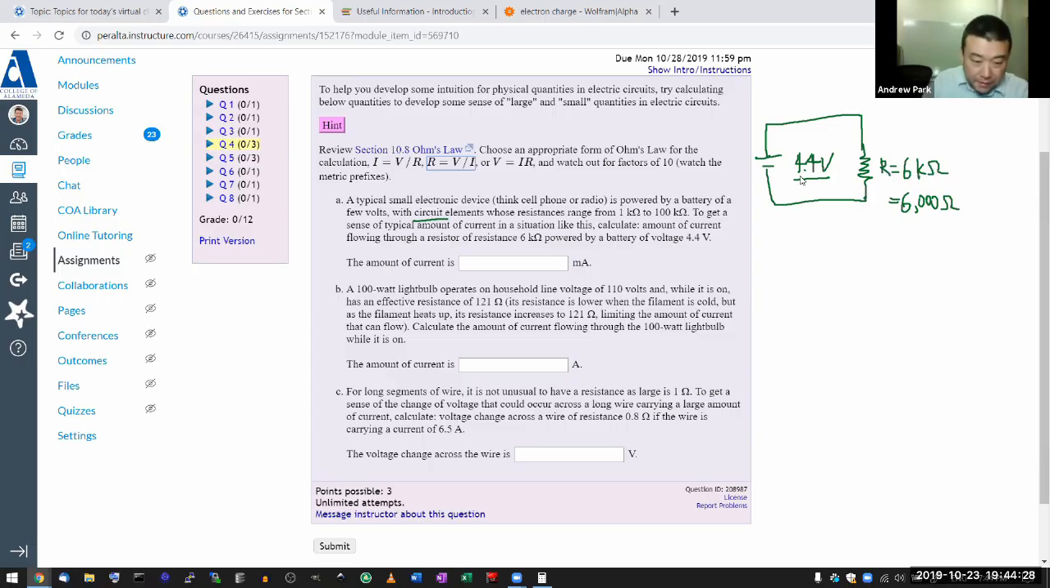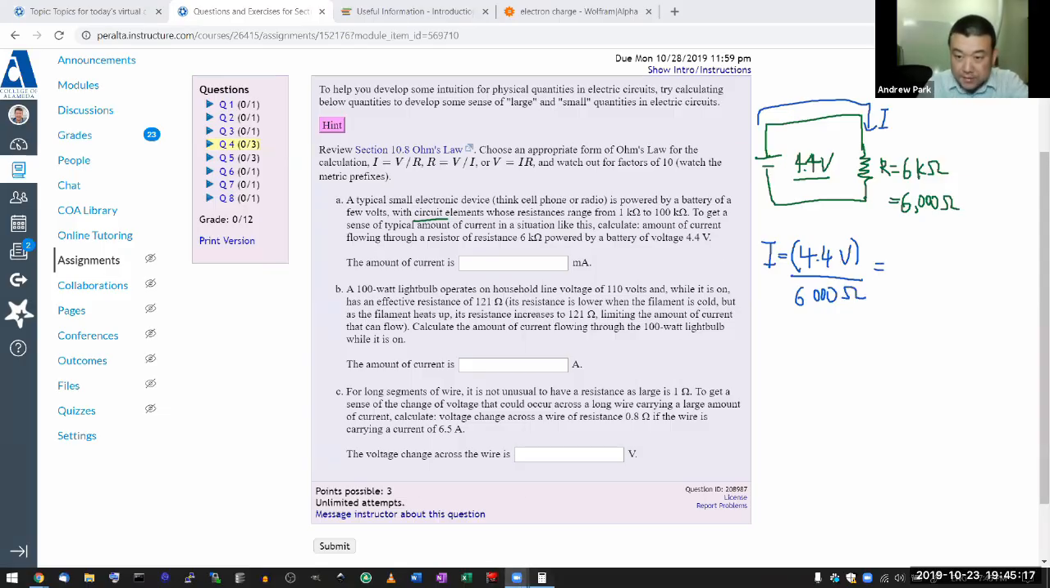All right, so let me write this out. The current is equal to voltage, which would be 4.4 volts, divided by R, resistance. I should be able to get the current that's flowing through this circuit. So the resistance is 6 kilo ohm, or just writing it in basic SI units, 6,000 ohm. All right, let me do that in the calculator.